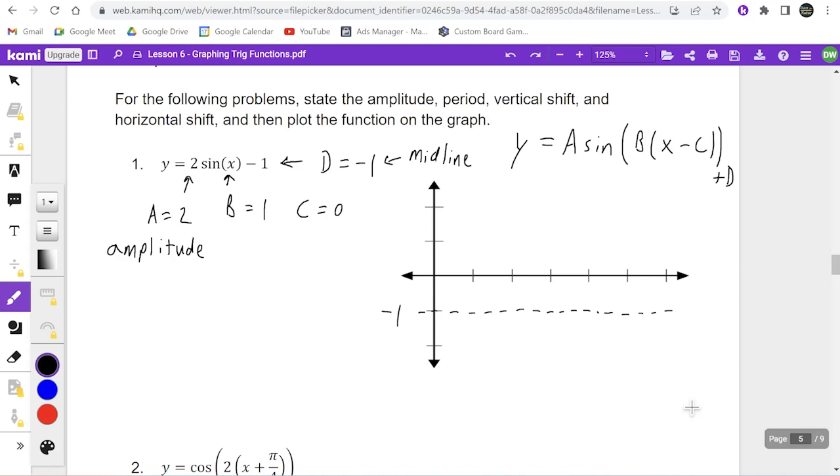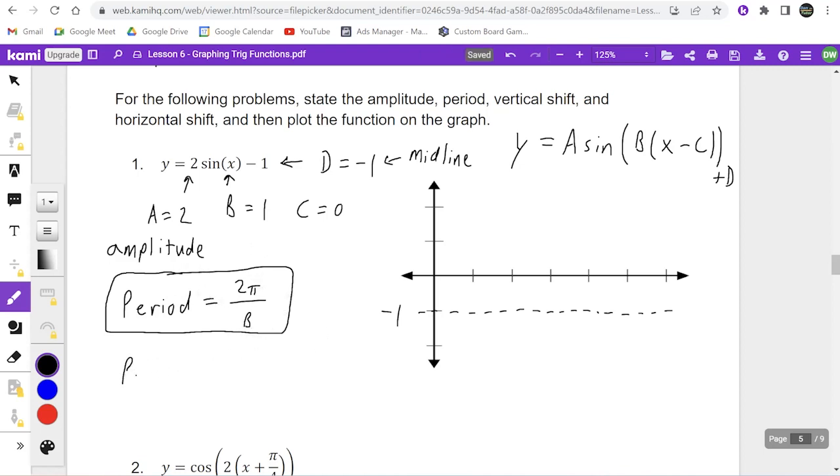The only thing left to find is the period. And remember, I gave another equation, but this one works too. Period equals 2 pi divided by B. This is something I'd recommend memorizing because it's always true. And in this case, B is 1, so the period is 2 pi divided by 1, which is just 2 pi.